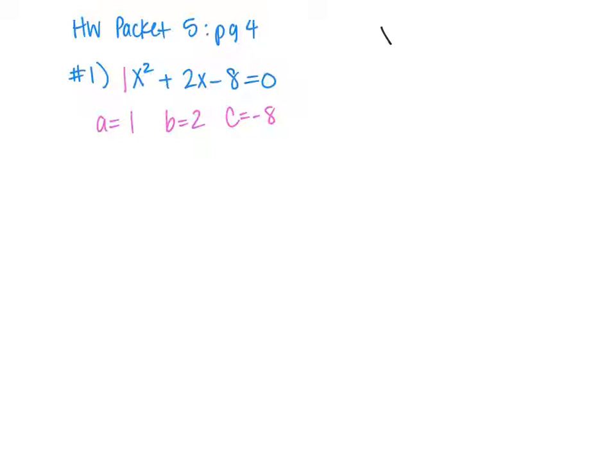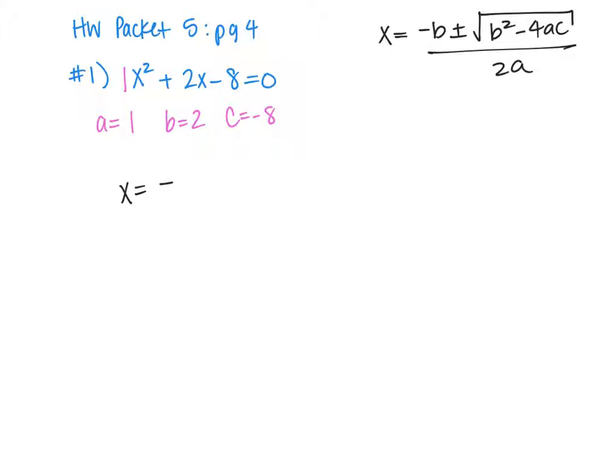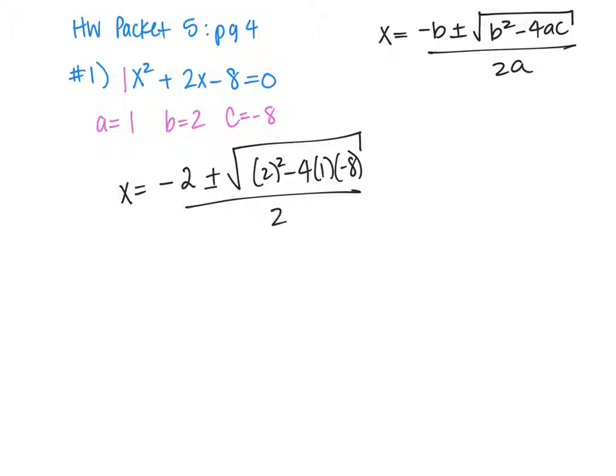So just real quick, let me write the quadratic formula here. So x equals negative b plus or minus the square root b squared minus 4ac all over 2a. And so I'm going to use this formula here to plug everything in. So I have negative 2 plus or minus the square root b squared, which is 2 squared, minus 4ac. So a is 1, c is negative 8, all over 2 times a, which is 1.